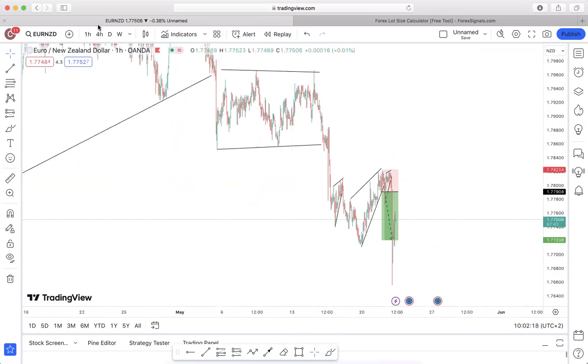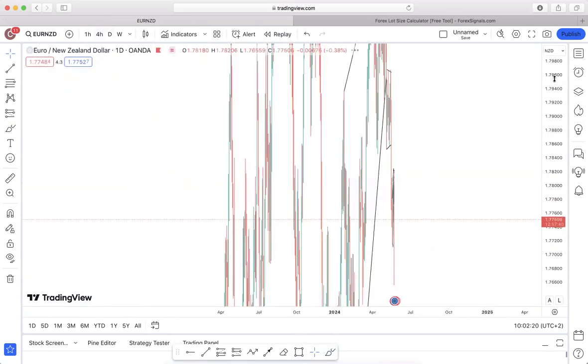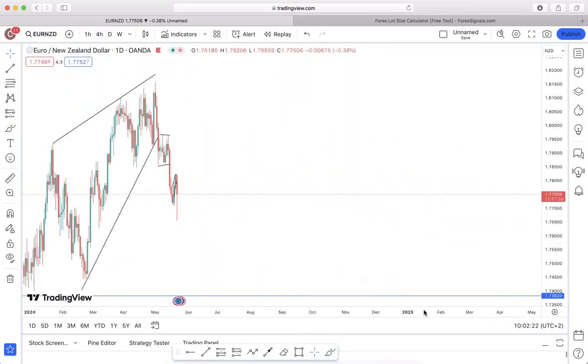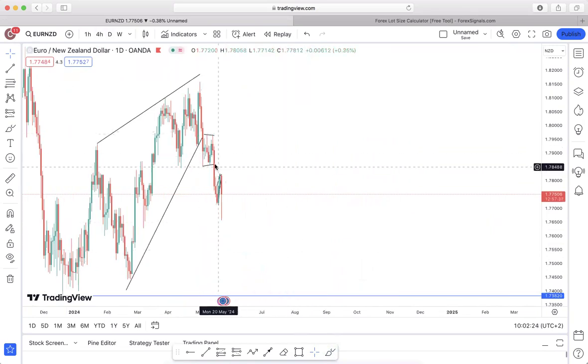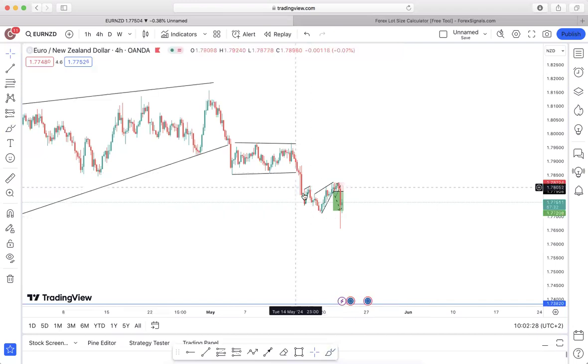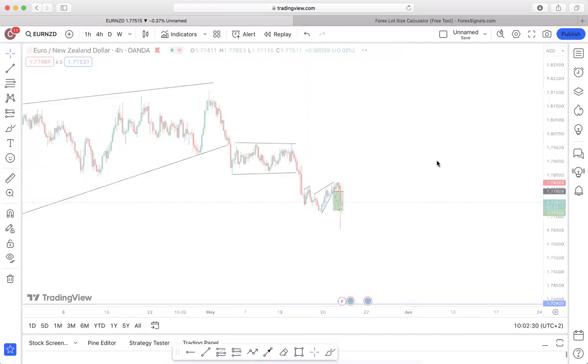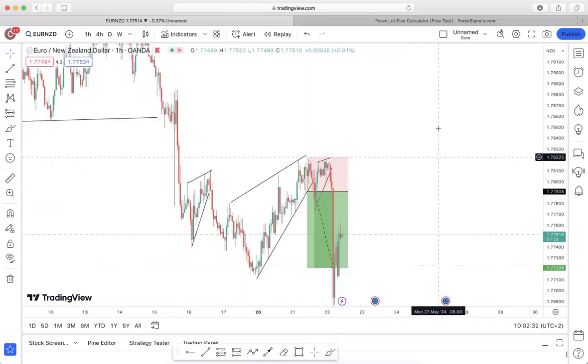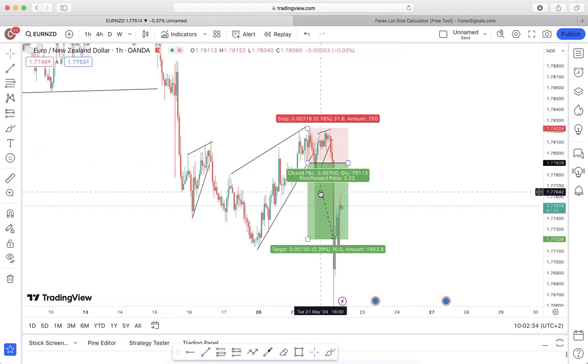The next one is going to be the Euro over the New Zealand. On this one, on the high time frame, we're having a continuation structure from the breakout, and on the mid time frame, some corrective structure. This one yesterday I did share.